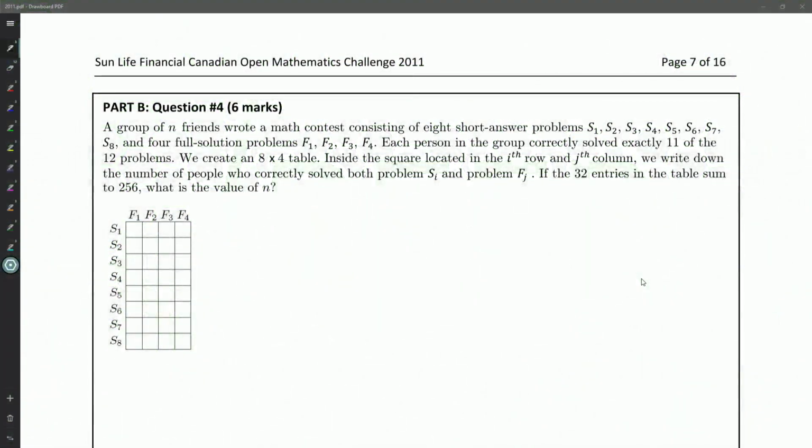Root Beer here, looking at more of the 2011 Open Contest, and we are on question 4 in part B. A group of N friends wrote a math contest consisting of 8 short answer problems, S1 through S8, and 4 full solution problems, F1 through F4, not unlike the open paper. Each person in the group correctly solved exactly 11 of the 12 problems.